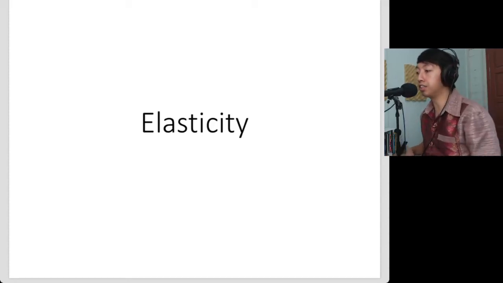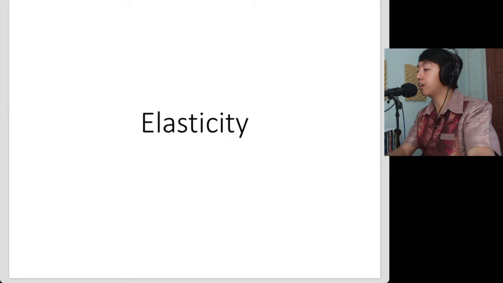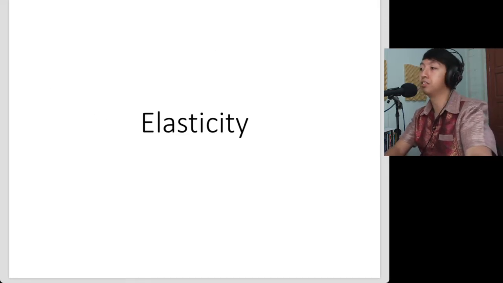So elasticity seems simple, but actually there are quite a few things that we can do with it, and some interesting things that we can learn, and some interesting problems when it comes to elasticity.